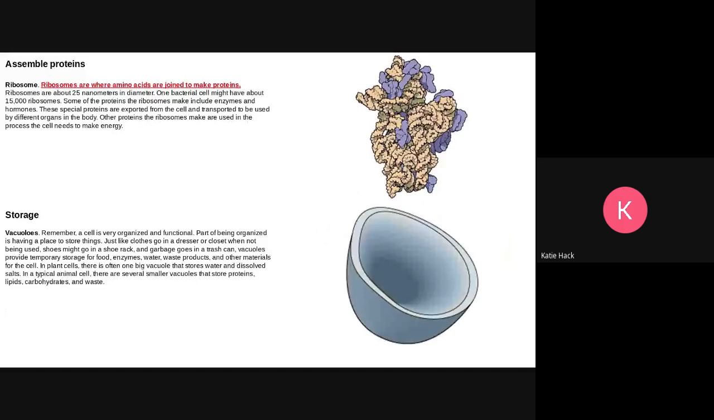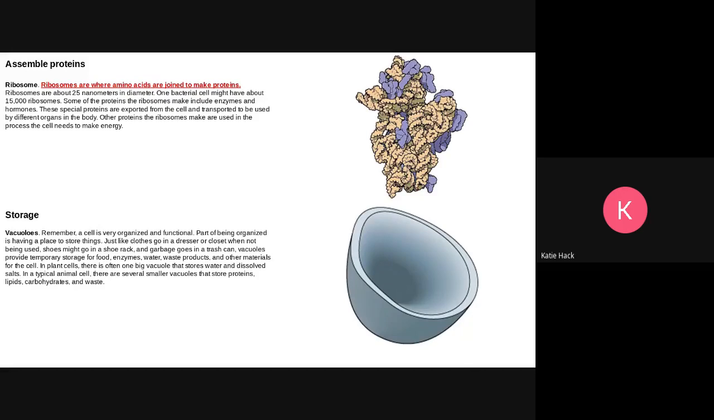Now, the ribosomes are where amino acids are joined to make proteins. Ribosomes are about 25 nanometers in diameter. One bacterial cell might have about 15,000 ribosomes. Some of the proteins the ribosomes make include enzymes and hormones. These special proteins are exported from the cell and transported to be used by different organs in the body. Other proteins the ribosomes make are used in the process the cell needs to make energy.